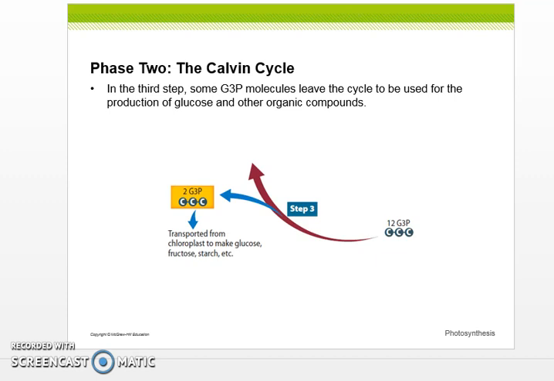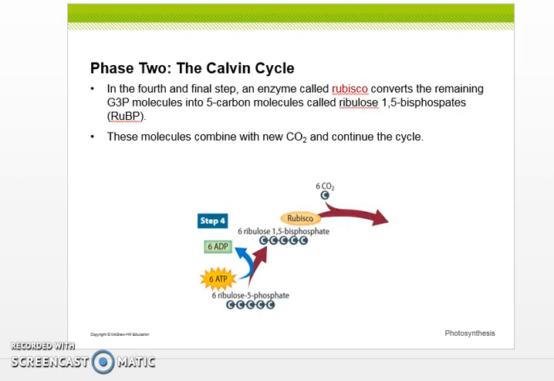In the third step, some G3P molecules leave the cycle to be used for the production of glucose and other organic compounds. And in the fourth and final step, an enzyme called rubisco converts the remaining G3P molecules into 5-carbon molecules called ribulose. These molecules combine with new CO2 and continue the cycle.